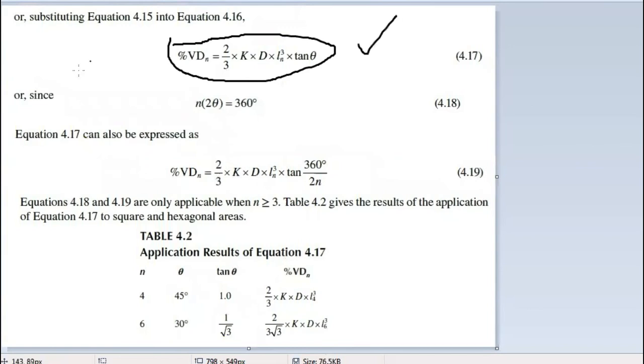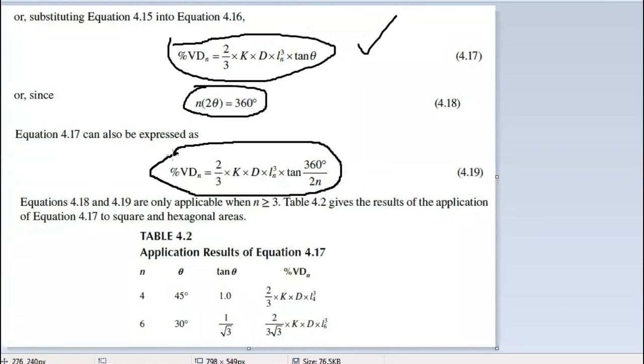This is the equation. Now since n into 2 theta is the total, it is 360 degrees. So from this you can write theta as 360 degrees by 2n, and substitute it here. Percentage VDn equal to 2/3 K D Ln cube tan (360 degrees by 2n). Now this is only applicable when n is greater than or equal to 3, and the number of feeders should be 3 or more.